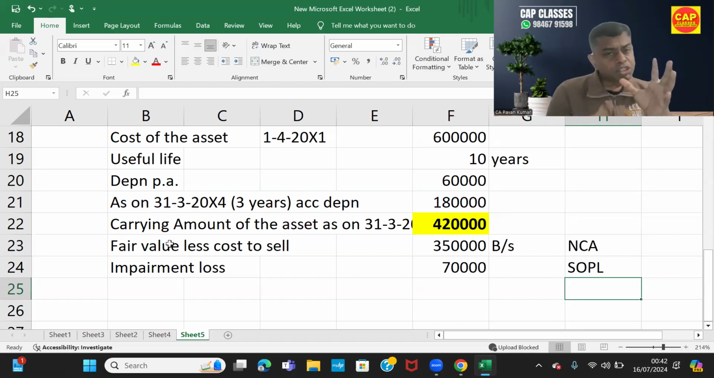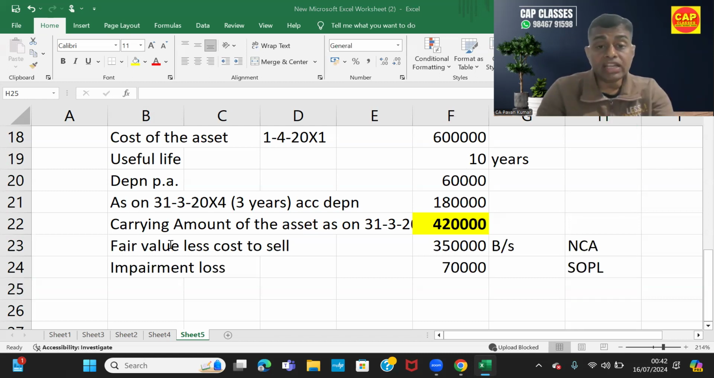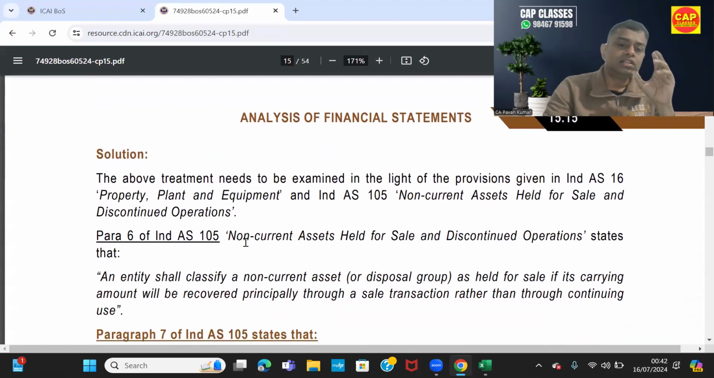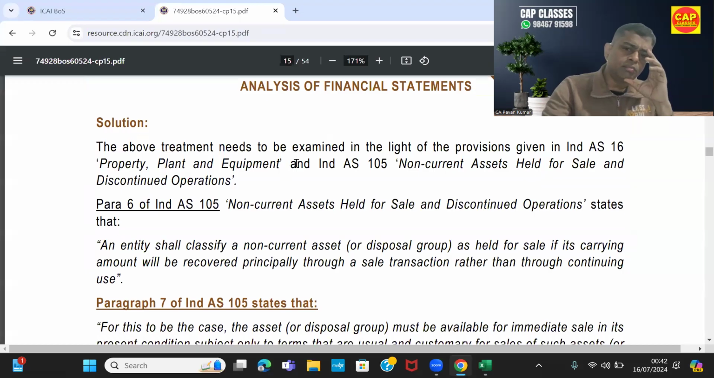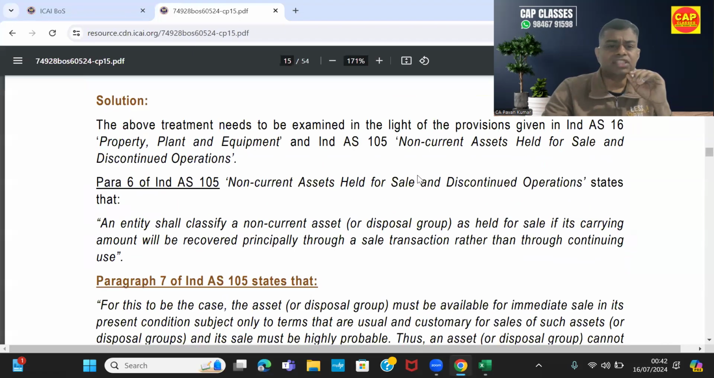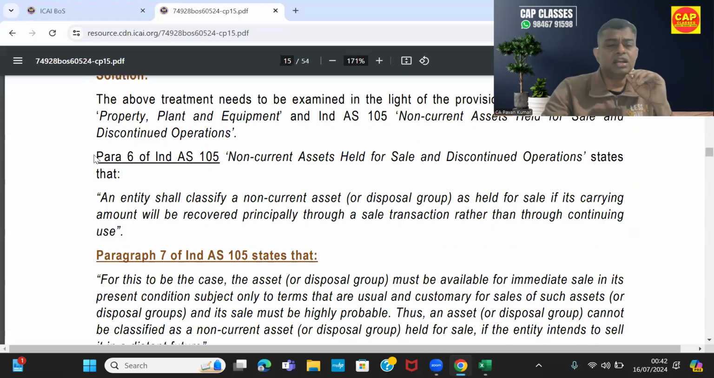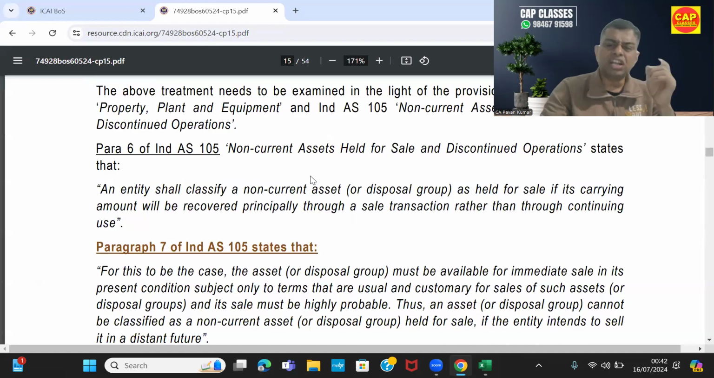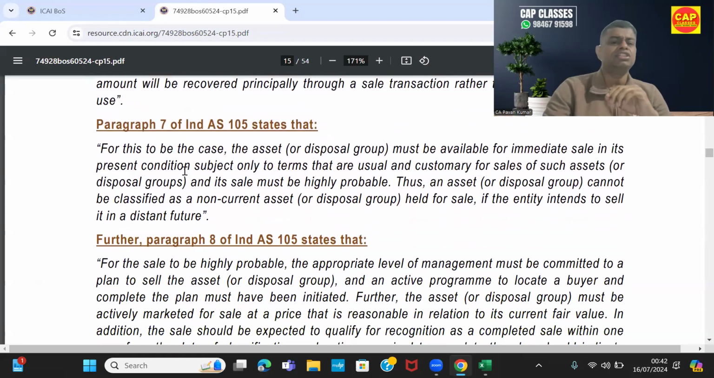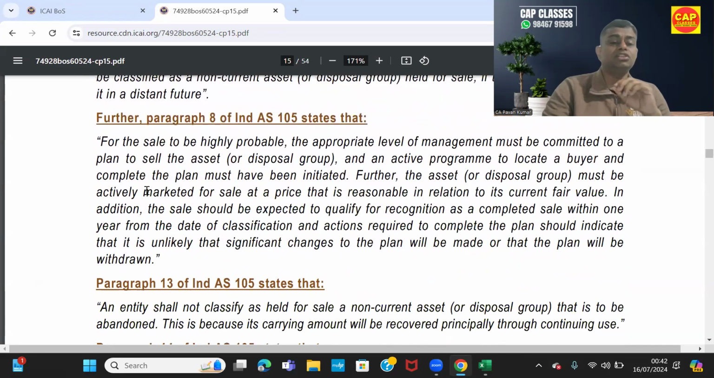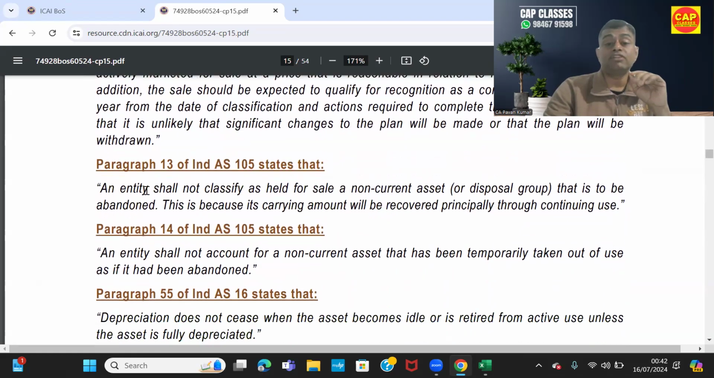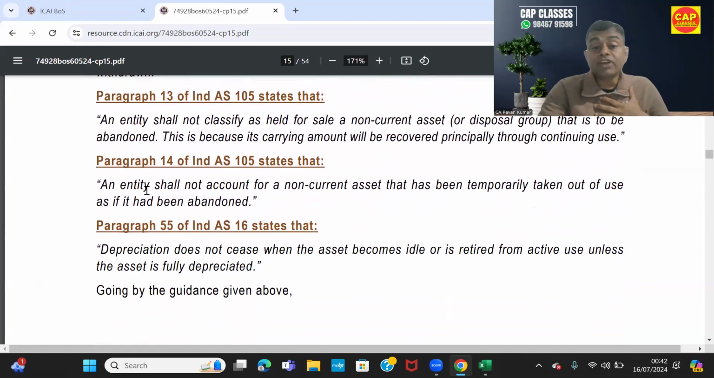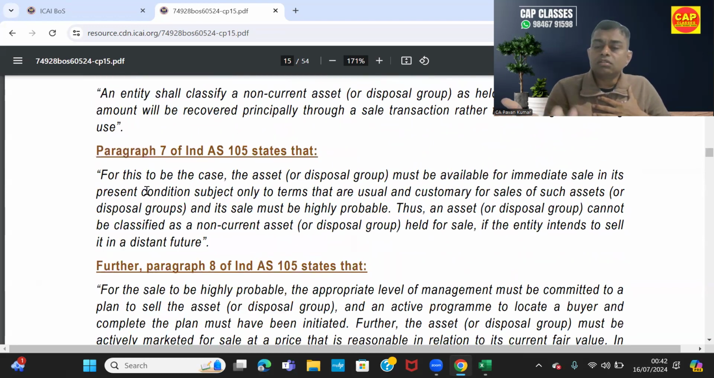Pavan sir, everything seems to be quite simple. No, ICAI will not make it simple. It is simple actually. But the way ICAI has written the answer sheet, the above treatment needs to be examined: property, plant and equipment, Ind AS 16, Ind AS 105, non-current assets held for sale and discontinued operations. Then paragraph 6 of Ind AS 105, non-current assets held for sale. Paragraph 7 of Ind AS 105. Paragraph 8 of Ind AS 105. Paragraph 13 of Ind AS 105. 14 of Ind AS 105. Paragraph 55 of Ind AS 16 states that, what is this?